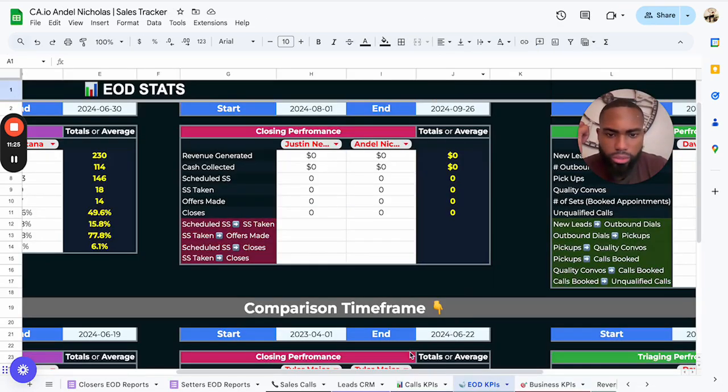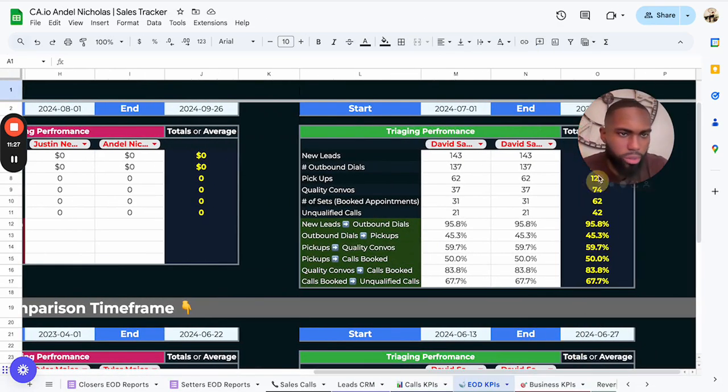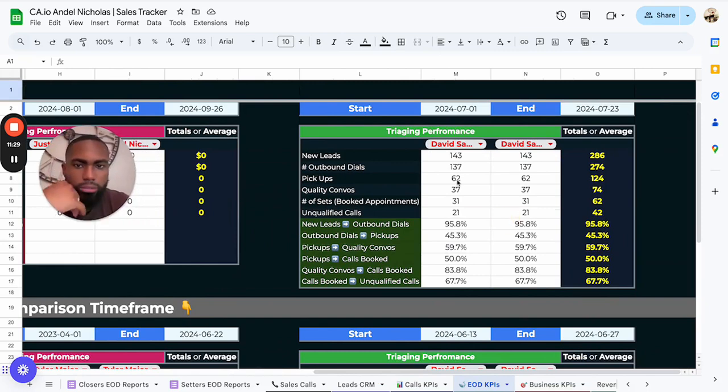We even have tracking sheets for when we call. When my setter calls, we have new leads. How many dials did we make? How many picked up? How many quality conversations did we have? Number of booked appointments. We have all the data. And we also have certain KPIs where, okay, I'm below this number, therefore we should be focusing on this.